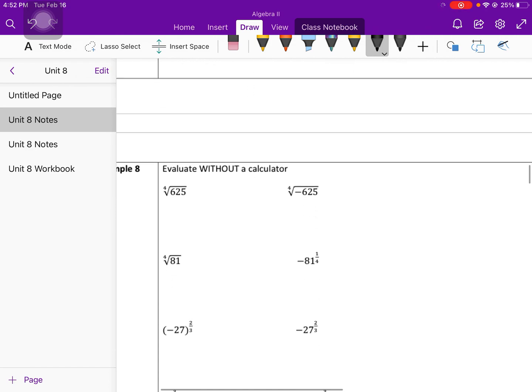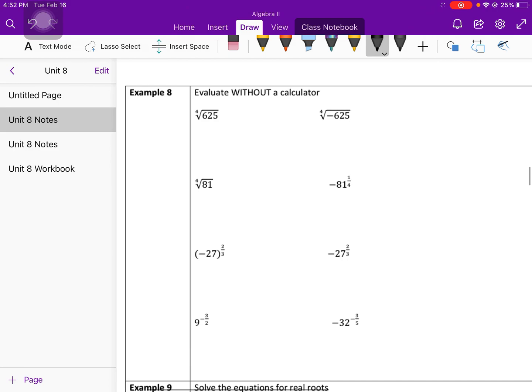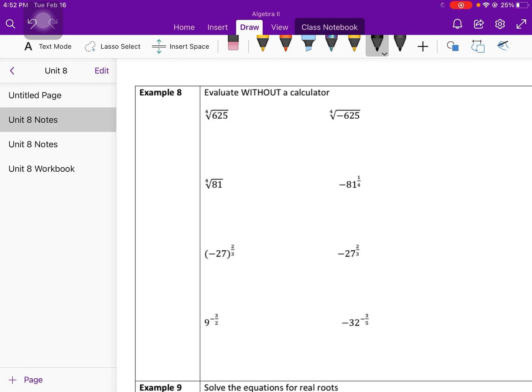All right, so let's try some of these without a calculator. We're going to evaluate the 4th root of 625. So hopefully you remember this one. If not, 25 times 25, you could break it up other ways. And then 25 breaks into 5 and 5. This one breaks into 5 and 5. And then we are looking for groups of 4. So the answer for this one ends up just being 5.